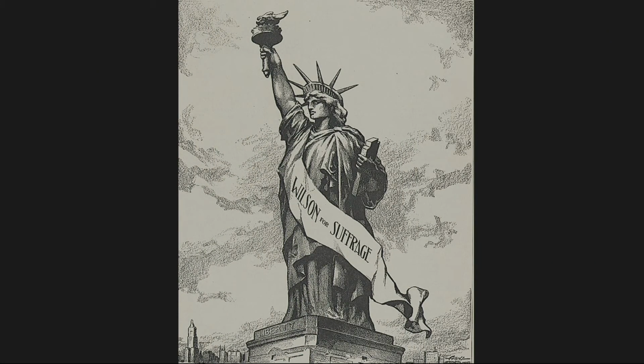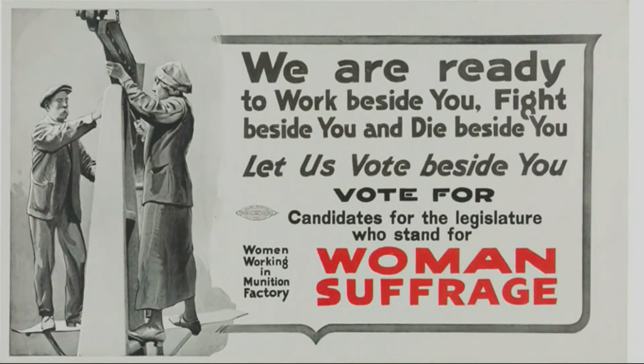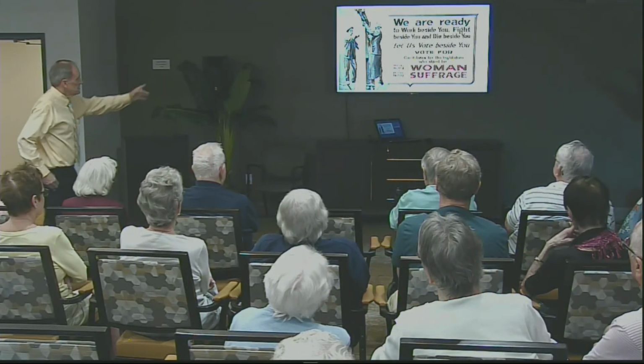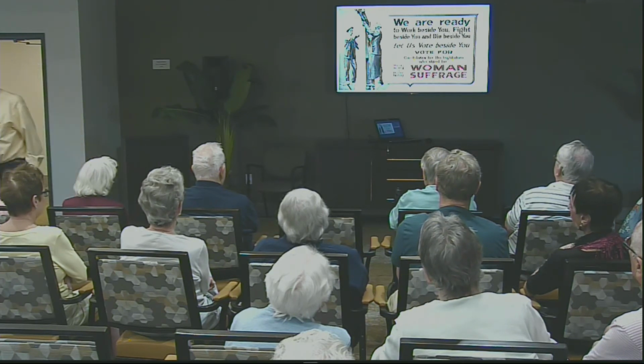And Wilson is trying to say, I am still for women's rights and women's suffrage. And that's what this political cartoon is about. This was one of the political cartoons during World War I. And it says, meaning women, to work beside you, fight beside you, and die beside you. Let us vote beside you. Vote for the candidates for the legislature who stand for women's suffrage. And the picture is showing a woman working in a munitions factory. We're trying to show, look, we're doing everything we're supposed to do. We need to have the right to vote. That is only fair. That is only right.